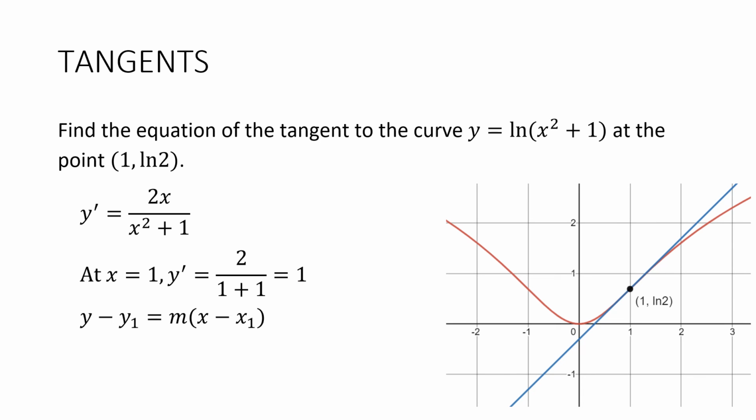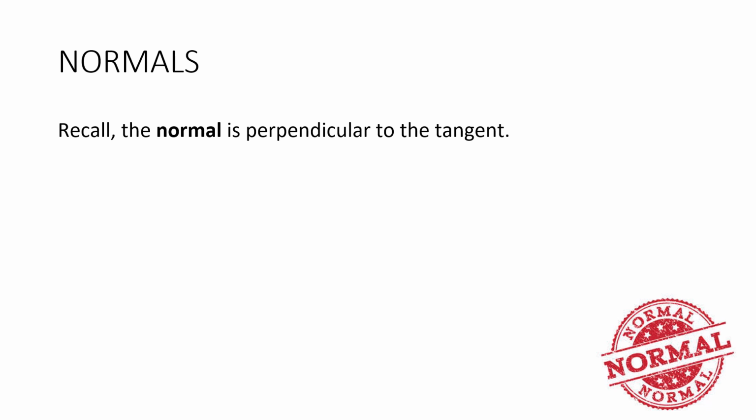So we have our point and we have our gradient. We're going to go into the point gradient formula. y take away y1 is equal to m, and then in brackets x take away x1. Now we want to leave this in exact form, so I'm just going to expand brackets and then tidy that up as best as we can. So y will equal x plus ln 2 take away 1. Now we can also work out the gradient or equation of the normal. And remember, the normal is perpendicular to the tangent.